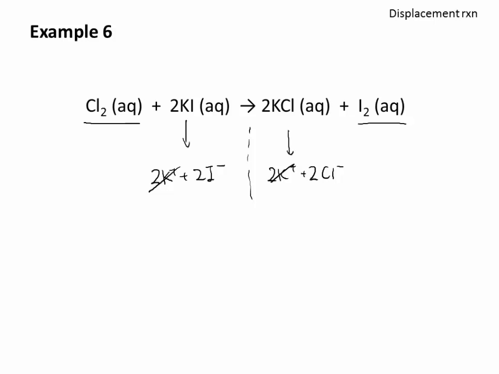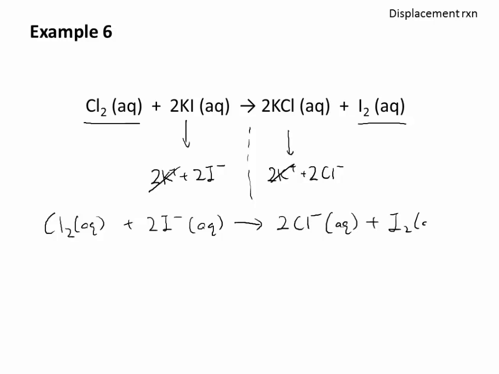By cancelling this away, the remaining need to be written in the ionic equation. Cl2 (aq) plus 2I- (aq) forms 2Cl- (aq) plus I2 (aq). So you realize that the chlorine actually went into solution and displaced the iodide so that iodine can be formed while itself becoming chloride. So this is a displacement reaction of a more reactive halogen displacing a less reactive halogen from the compound.